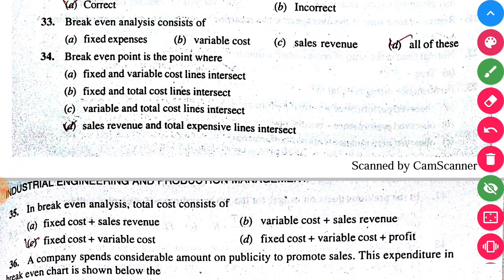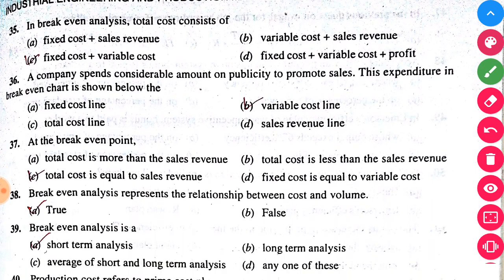All of the above. Break-even point is the point where the sales revenue line and the total expense line intersect; that is called the break-even point. In break-even analysis, the total cost consists of the fixed cost and variable cost.